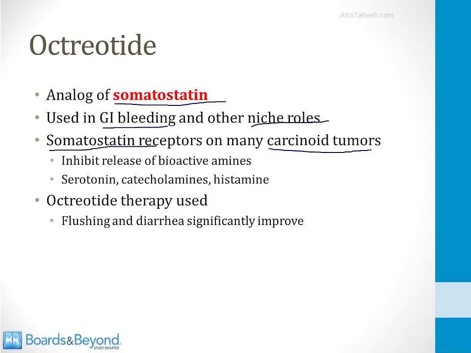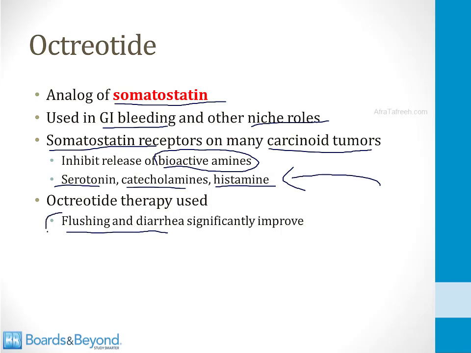So if you administer the drug octreotide, you will inhibit the release by tumor cells of so-called bioactive amines. And bioactive amines are substances like serotonin as well as catecholamines and histamines, and all of these can be released by carcinoid tumor cells. And the important point clinically is that when octreotide therapy is used in patients with the carcinoid syndrome, their flushing and diarrhea significantly improves. The flushing and diarrhea are what make patients miserable when they have the carcinoid syndrome, so if you use octreotide therapy, you can make them feel much better. And that concludes our module on carcinoid tumors.